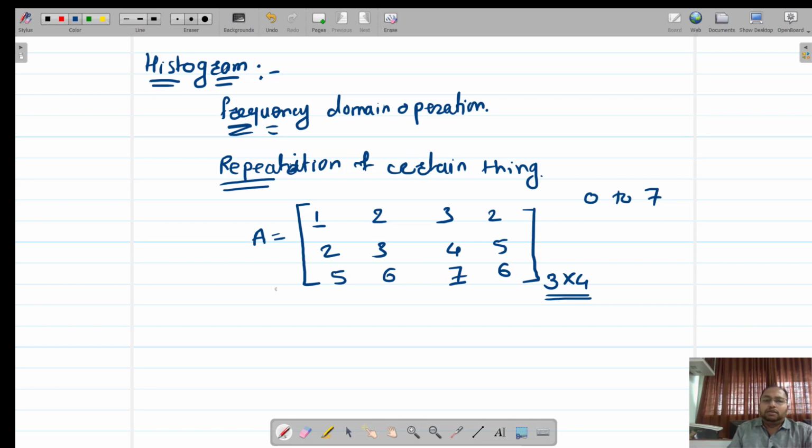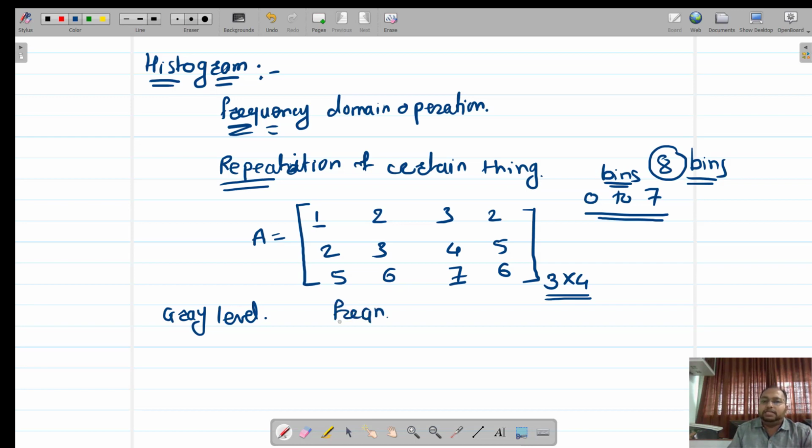This is called your gray level intensities, or in terms of a histogram, it is called bins. Remember, 8 gray levels, from 0 to 7, are nothing but your bins. Are you getting it? So bins are nothing but the number of gray levels. Now let us say this is your gray level, and the occurrence of that particular gray level is nothing but the frequency.